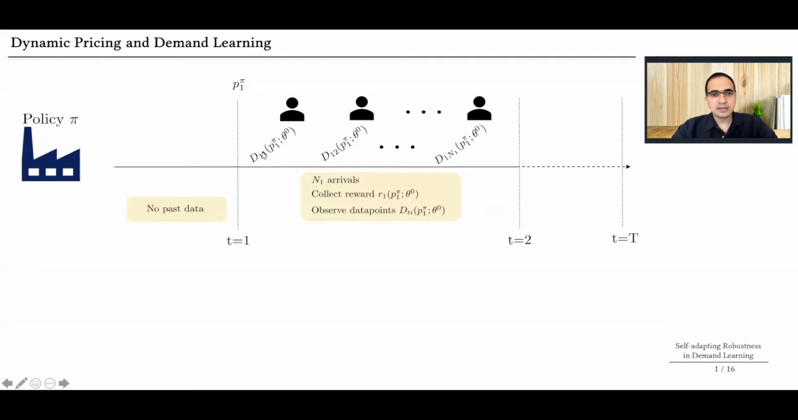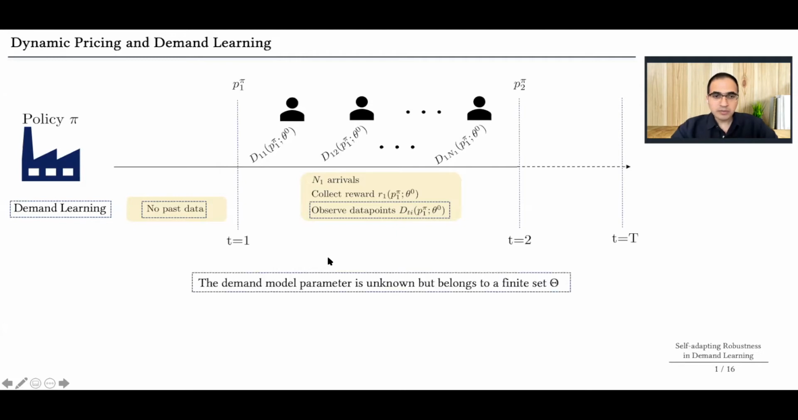After collecting this demand observation and collecting the revenue observed in this time interval, we go to the second stage and we set the second pricing decision, which is denoted by P2 of pi. In our setting, theta naught is not typically known to the firm, and the data generated in this process can be used to identify theta naught from the historical data. Throughout, we assume the demand model parameter is unknown, but it belongs to a finite set denoted by Theta.